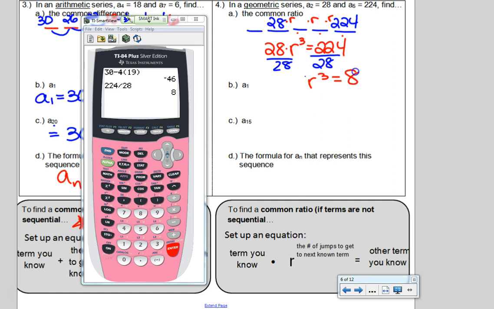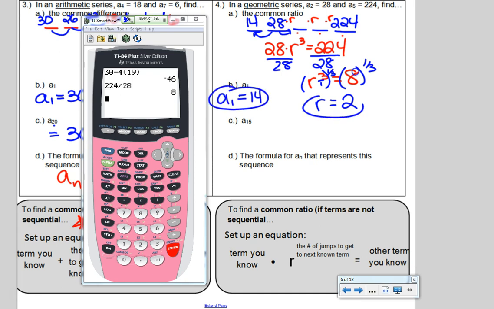Okay, to get rid of a power 3, either cube root it or do reciprocal power. And again, the r happens to be 2, a nice number. So if you're multiplying by 2 to go forward, you're going to divide by 2 to go backwards. So I now know that the first term is 14. And then from there, piece of cake now.